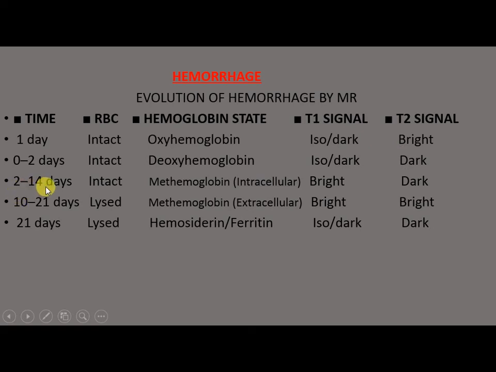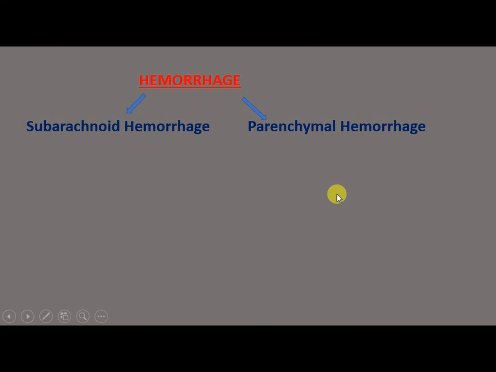From 2 to 14 days, the cell membrane is also intact, and there's intracellular methemoglobin. It appears bright on T1 and dark on T2. While from 10 to 21 days, it becomes bright on T2. After 21 days, there is lysozyme and hemosiderin deposition of ferritin. It appears as dark signal on both T1 and T2.